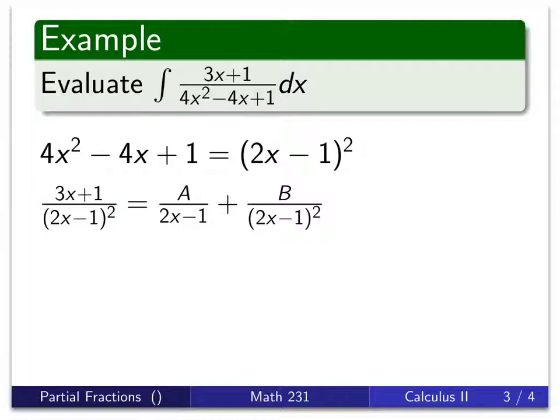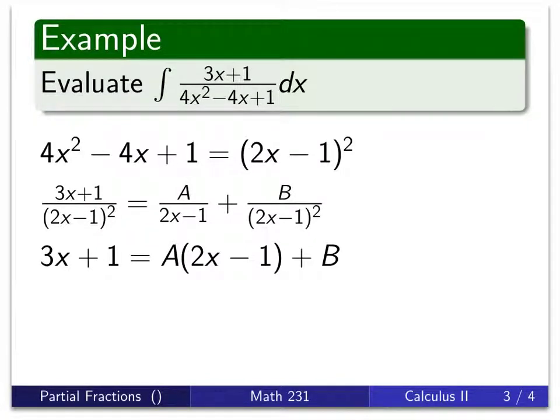Okay, again, substitution does not work here. The derivative of 4x squared minus 4x is 8x minus 4. This is not a constant multiple of that. So what we'll do this time, again, we'll multiply both sides by that denominator, clear things out. That leaves us with one factor of 2x minus 1 multiplied by A, because only one factor will reduce.